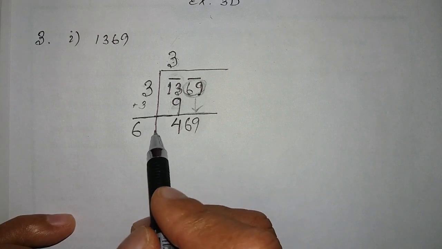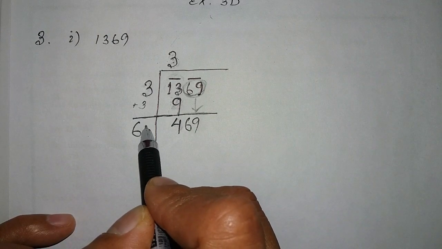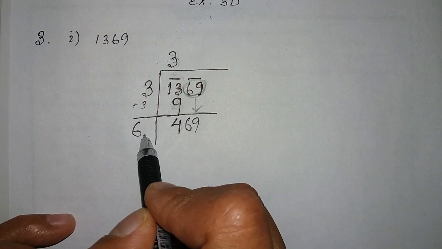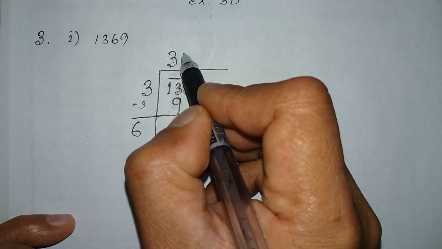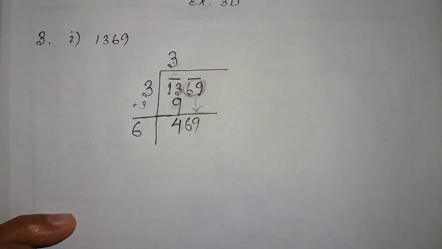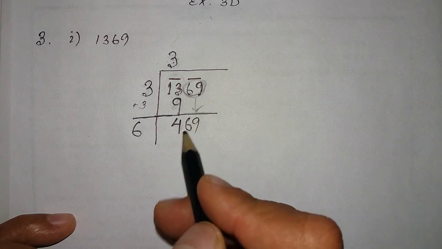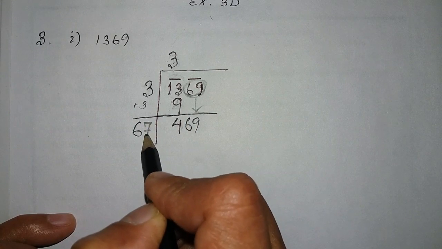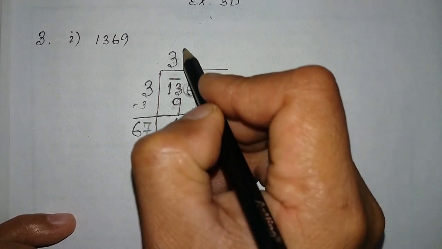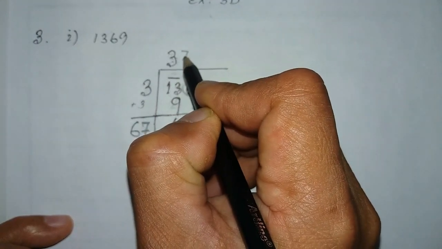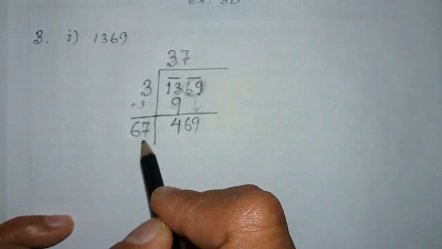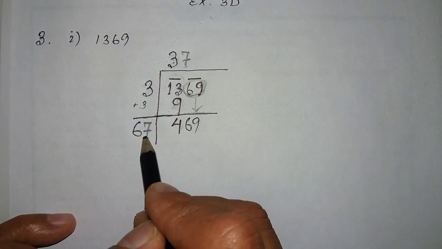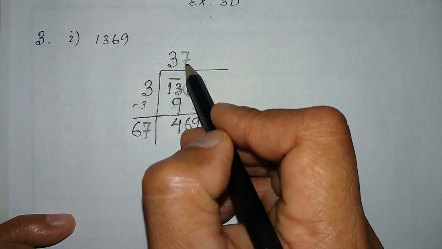Now again, you have to choose a number here, and whatever you have written here, that same number you have to write here. So let's try with 7. Then if we write here 7, we have to write here again 7. So don't forget, whatever you write here, you have to write the same number here.